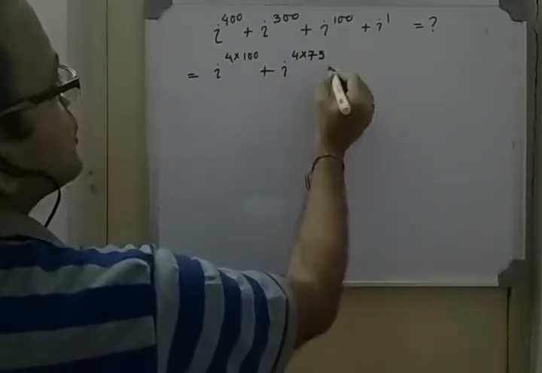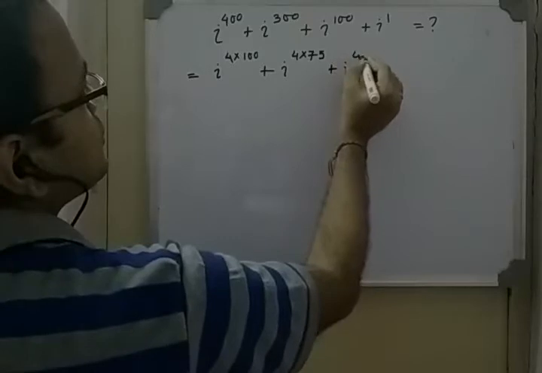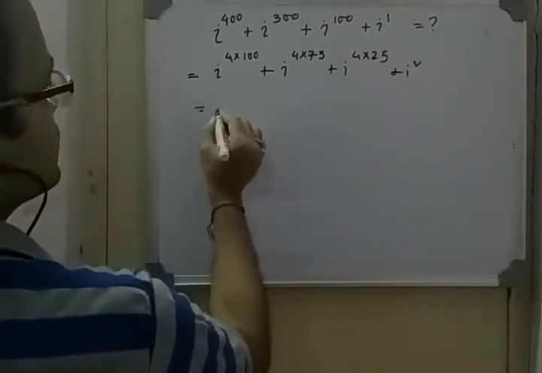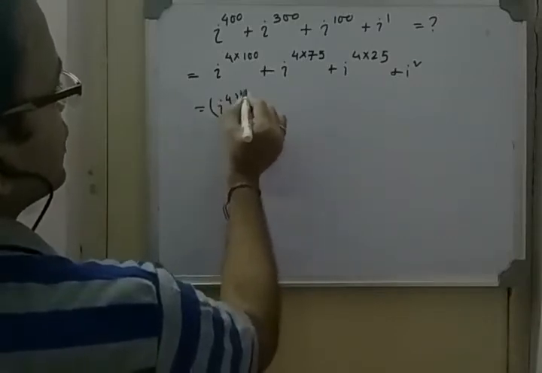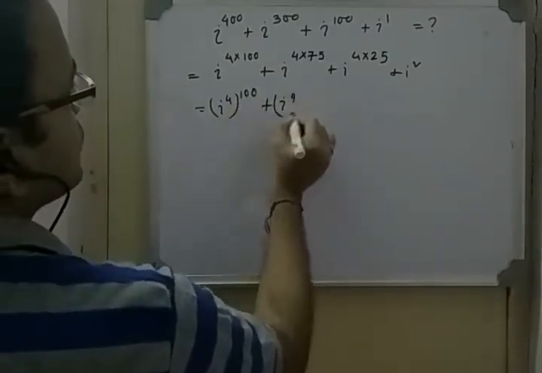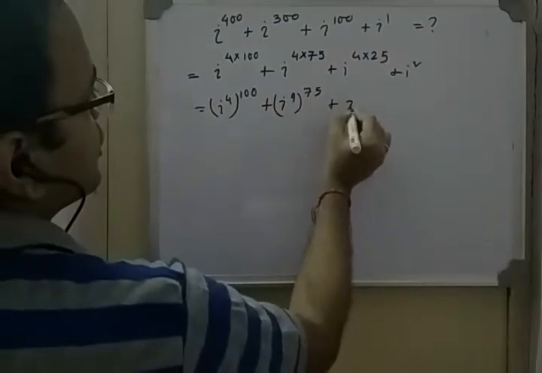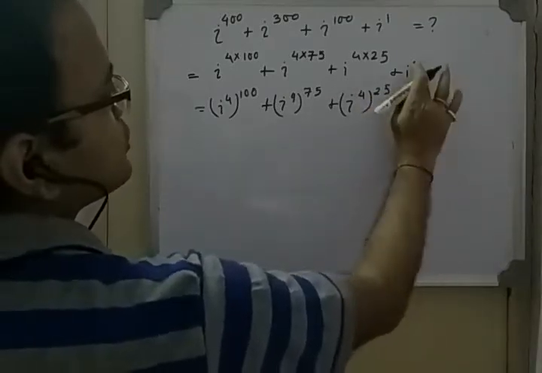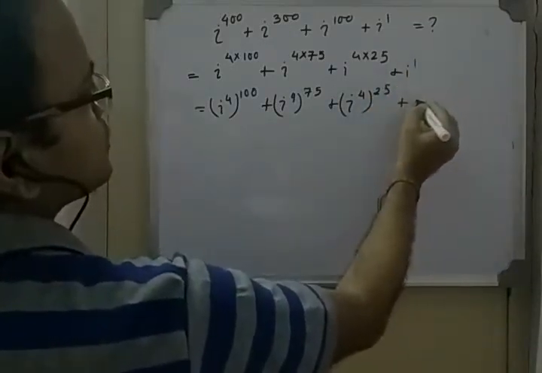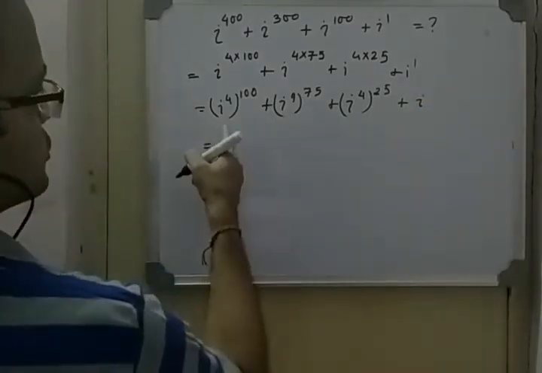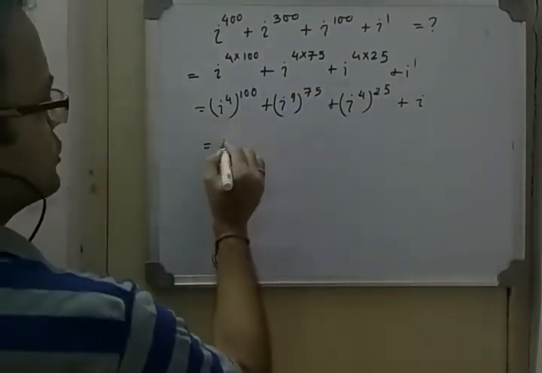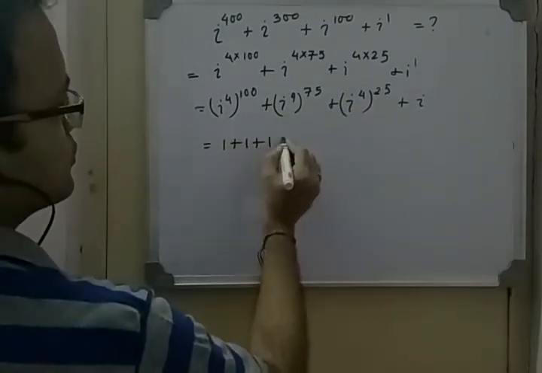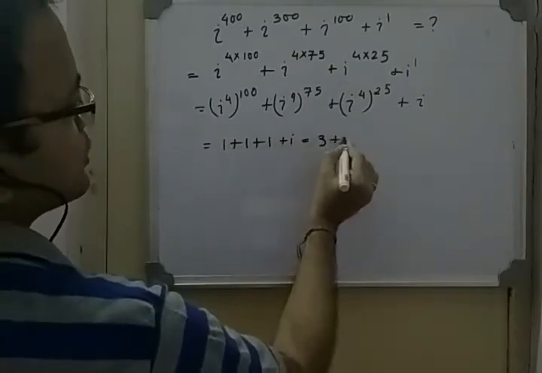It is also completely done. Here also it is completely done. So i to the power 4 to the power 100, i to the power 4 to the power 75, i to the power 4 to the power 25 plus, sorry, this is i to the power 1 is given, so i. This is i to the power 4 equal to 1, 1 to the power 100 is 1. Here also 1 to the power 75 is 1. Here also 1 to the power 25 is 1, plus i. So it is 3 plus i, the answer.